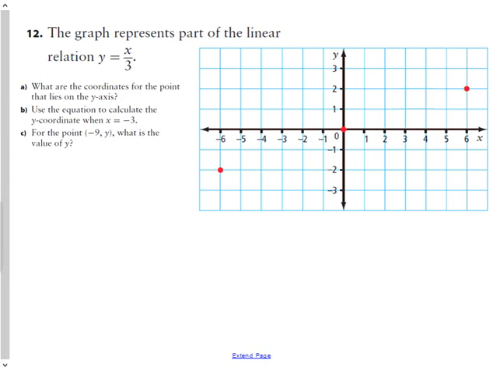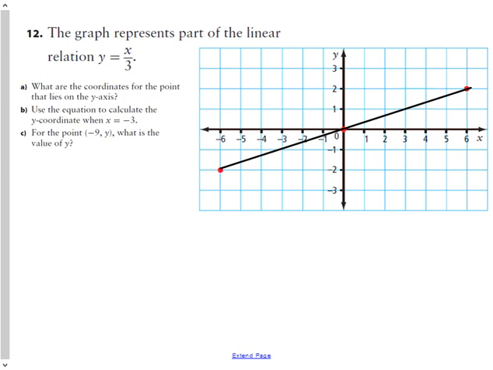In question 12, the graph represents part of the linear relation y equals a third of x. What are the coordinates for each point on the y-axis? So again, if I took my line and connected the dots, there's my linear relation-ish. I guess not so good, but hang on, let me just do that again. Take my line, connect them a little bit better. That's a little bit better, but not great.